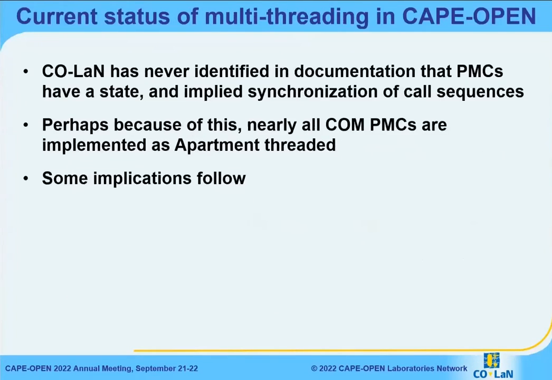So that was a little bit the story about COM threading models. And from there, I move on to the current status of multi-threading in CAPE-OPEN. Currently, of course, COM is the predominant middleware that is used. There are very few COBIA implementations out there, and we have a third middleware that's CORBA, but as far as I know, that has no commercial application of any volume.